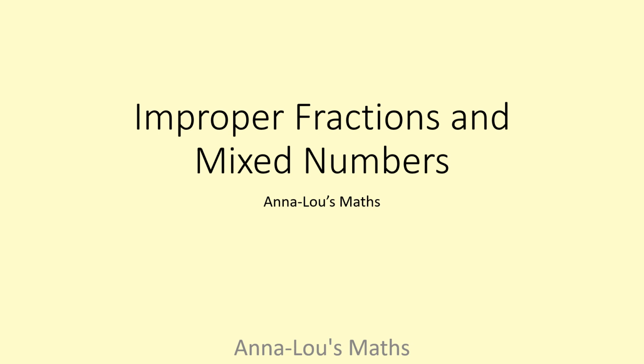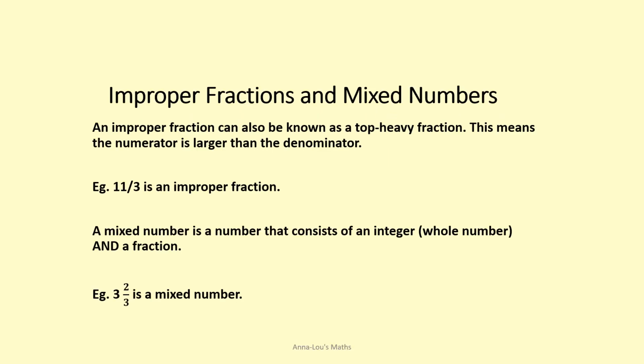Today we're going to be looking at improper fractions and mixed numbers. Improper fractions are also sometimes known as top-heavy fractions. This means that the numerator is larger than the denominator. For example, 11/3 is an improper fraction. A mixed number is when you've got an integer, so a whole number, and a fraction. So 3 2/3 is a mixed number. So an improper fraction is when your numerator is bigger than your denominator. A mixed number is when you've got a whole and a fraction.